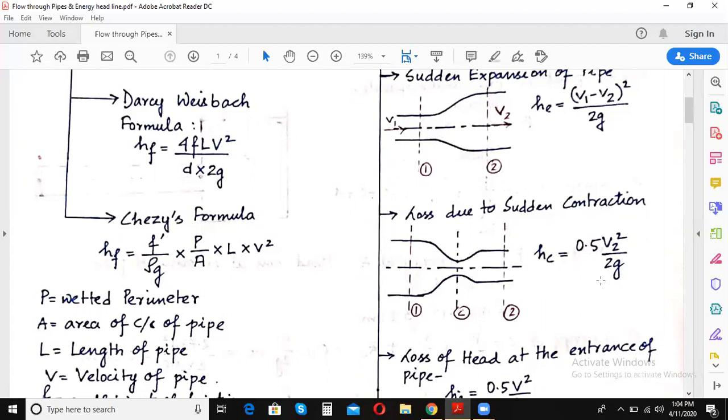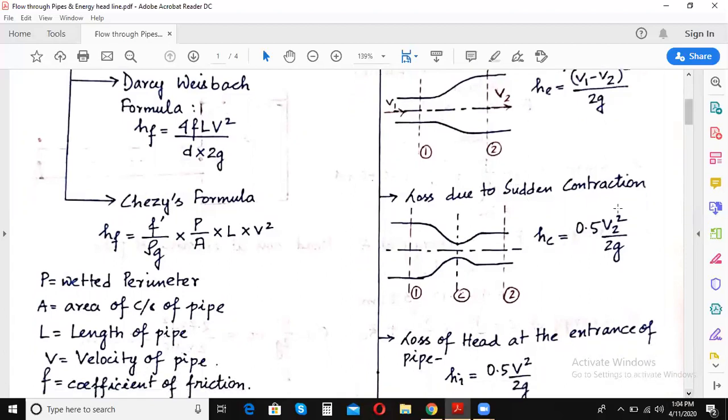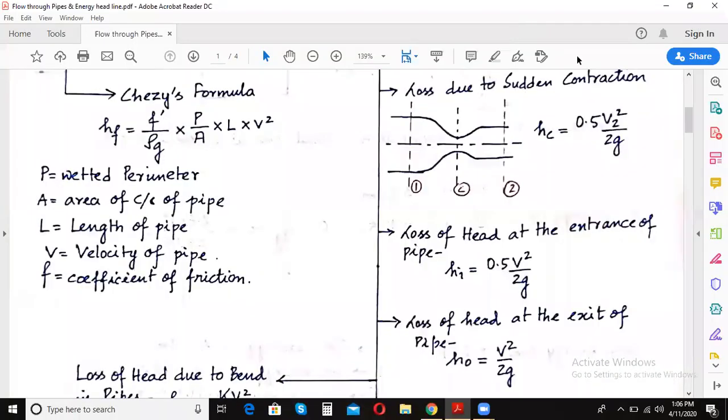Okay, so next we will see the third case, that is the loss of head at the entrance of a pipe. This is the loss of energy which occurs when a liquid is trying to enter into a pipe, which might be connected to a large tank or maybe a reservoir.